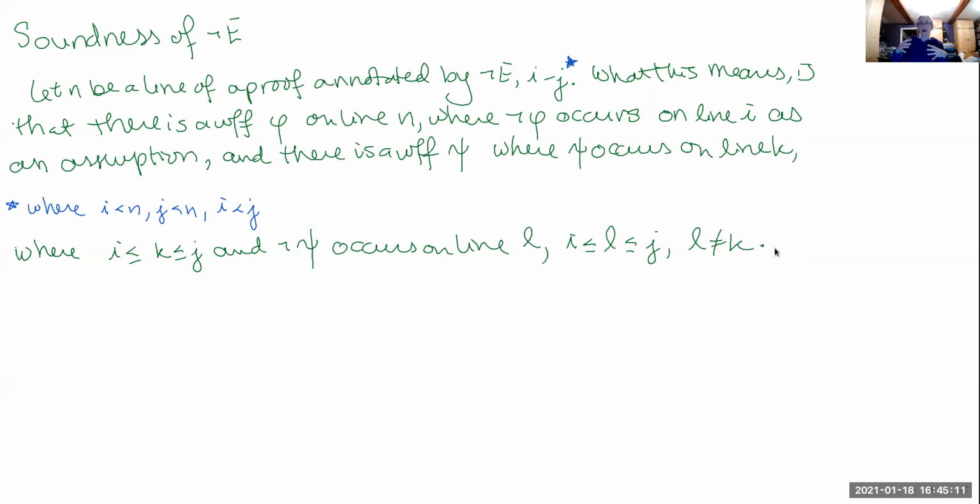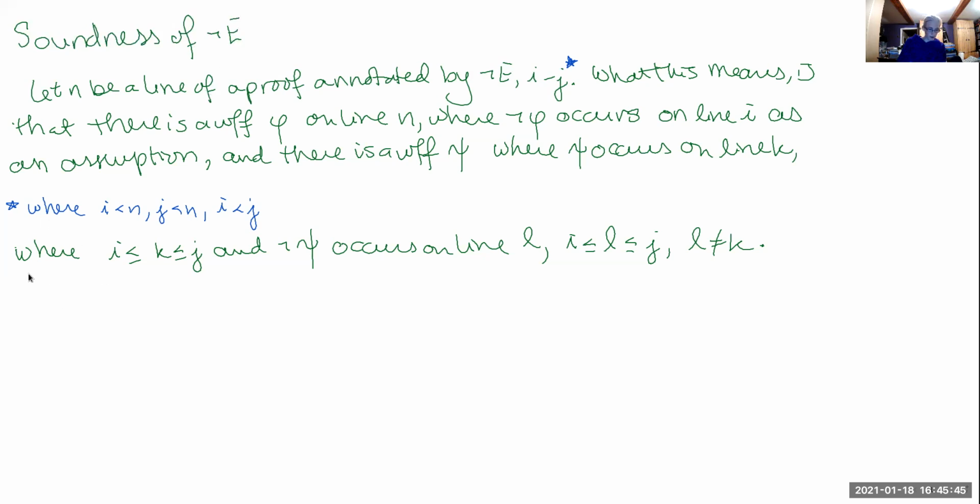At some point after our assumption of not phi, we end up with a contradiction between psi and not psi. And this could be a contradiction with the initial assumption. It could be that the last line of your proof is where one of the contradictory formulas occurs. We're leaving all of that open. But now we are going to assume that everything in the subproof, because the subproof is less complex than the proof in which we want to apply negation elimination, everything in that subproof is sound.